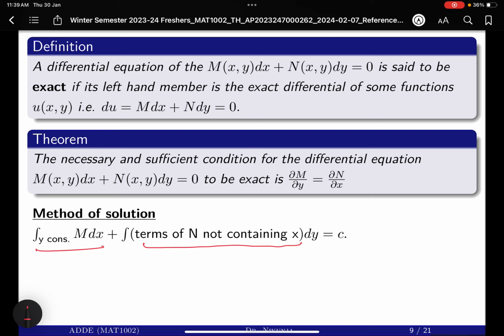So while doing the integration of M dx, you should take y as constant. Okay, and in the second term, the second integral, the term of N not containing x, that means only those terms you should write here which consist of y only. Okay, so now see one question here.